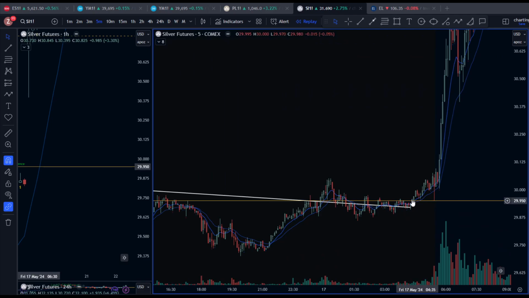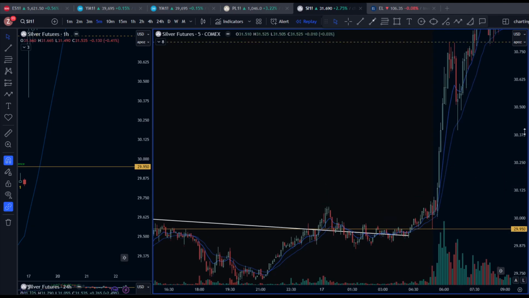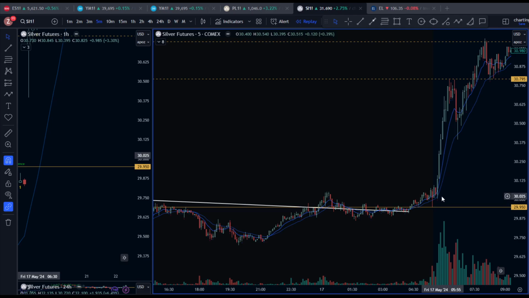So getting above this level before institutions are present is great because now bears are trapped in a losing trade and bulls are also trapped out of a good trade. So they're both eager to buy at around this area.